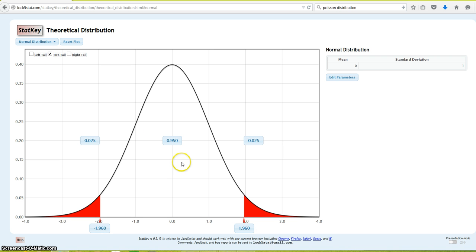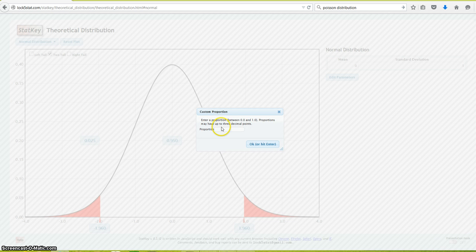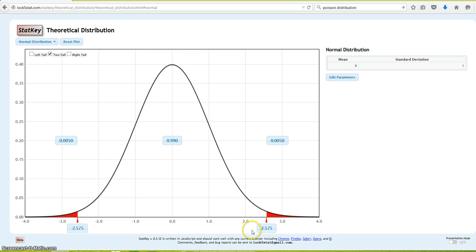And then right now it's got 95% in the middle. For a 99% confidence interval, I want 99% in the center of the distribution. So I'm going to click on that and change it to 0.99, 99%. And then down here on the bottom, I can see my z star value is going to be given to me as this cutoff point, 2.575. So that's my z star value.